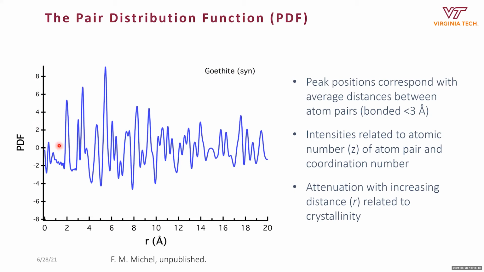What you see is a bunch of sharpish positive peaks here. These peaks correspond with average distances between atom pairs. In the first portion of this PDF, roughly less than 3 angstroms, those are distances between atoms that are bonded to one another. The intensities of these peaks relate to the atomic number, the sum of the Z of the atom pair, and also their coordination number, which has to do with the area under the peak. The attenuation you see in the signal with increasing r is related to crystallinity. I'll come back to that in just a moment.